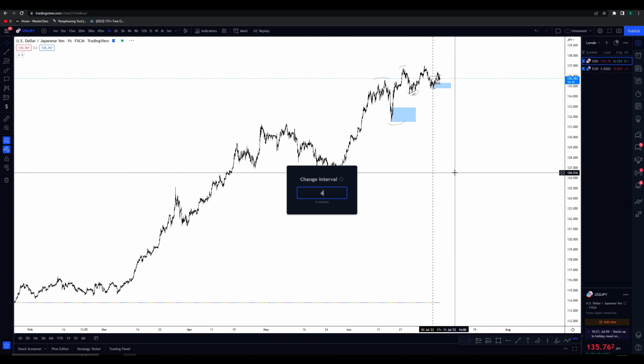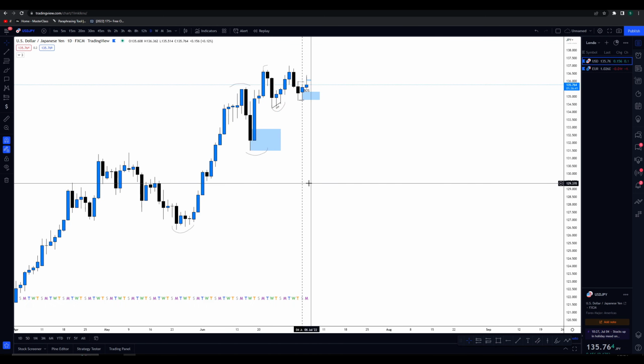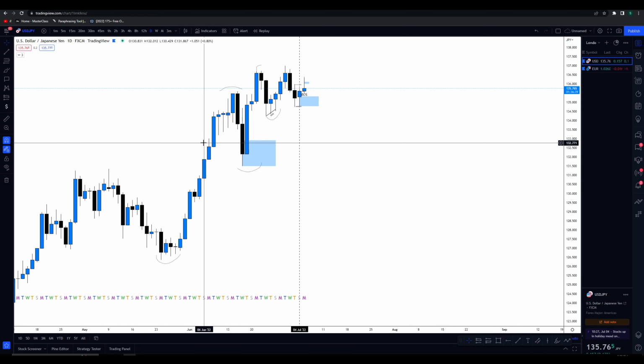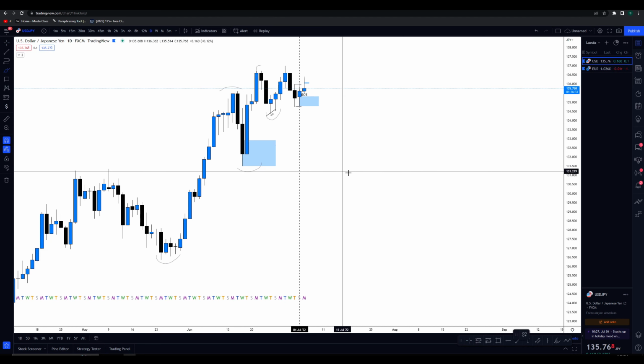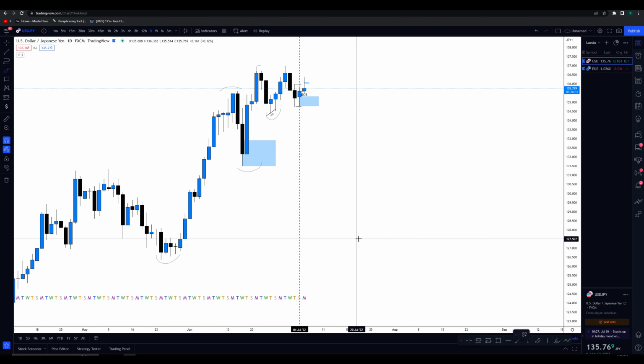So number one, what is structure? Structure is a very important part of smart money and trading in general. Matter of fact, you can't trade smart money if you don't understand structure. So structure is essentially like the ABCs of forex, right? Now, structure, to summarize it, it's basically the way the market flows.